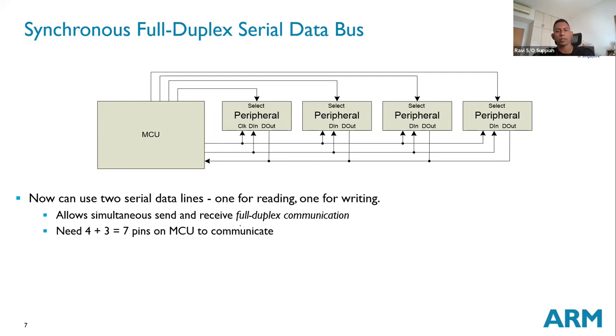So what is full duplex communication? Full duplex communication basically means that I can transmit and receive at the same time because I have one line for input and one line for output. So this is the input data, this is the output data. I have one particular line for output, one particular line for input, and I can send and receive concurrently between the controller and different devices. So this is, of course, a very efficient way of transmitting and receiving data.